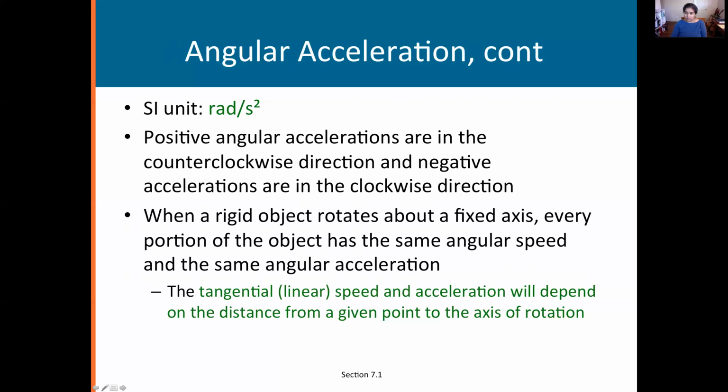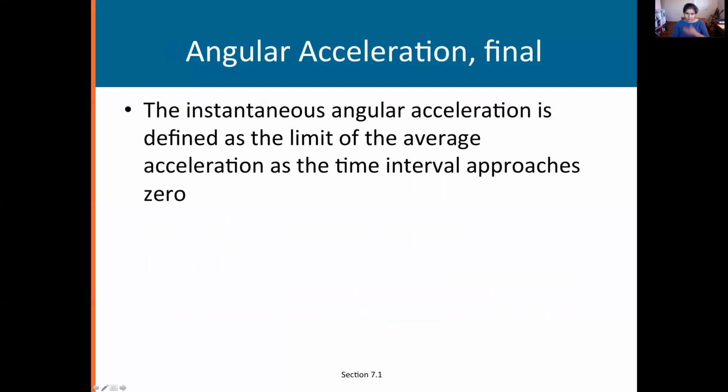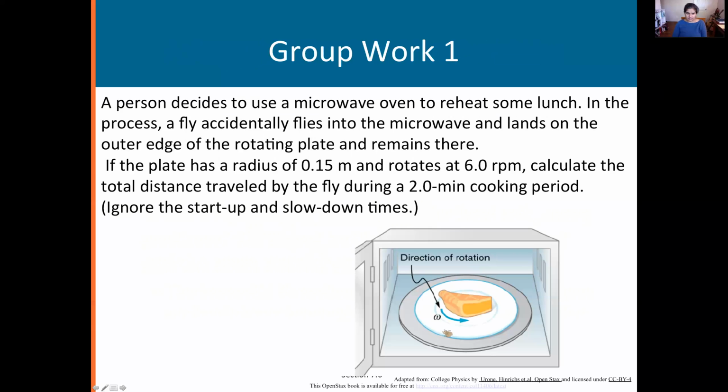However, we also have a linear speed, which is a tangential speed. These two terms are interchangeable, linear or tangential. And that speed and that acceleration will depend on the distance from a given point to the axis of rotation. Let's look at this. Instantaneous acceleration will be defined as the limit of the average acceleration in the interval delta t tends to 0, just like we did for the linear case.